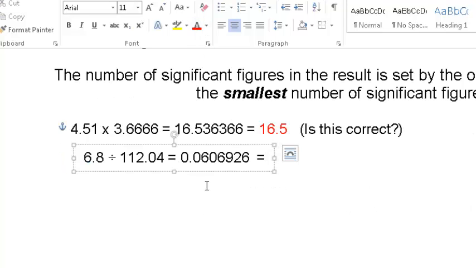What about this one? Division. 6.8 has 2 sig figs. We're dividing it by 112.04. That has 5 sig figs. So 6.8 divided by 112.04. The final answer should be 2 sig figs. That's the weakest link. So rounding this off to 2 sig figs, 0.0606926, that 6 pushes this up to a 1. To get this to 2 sig figs, I will report it as 0.061.